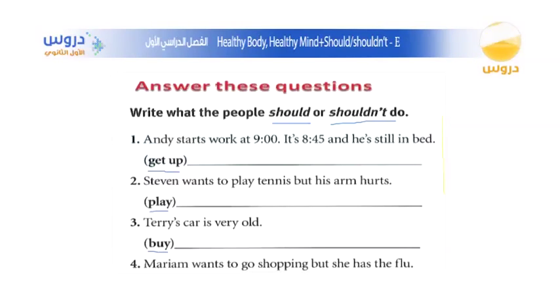But let's take now the second one. Stephen wants to play tennis, but his arm hurts. Stephen shouldn't play tennis. Excellent. Very good, Mr. Ahmed. All right, now try the third one. Terry's car is very old.